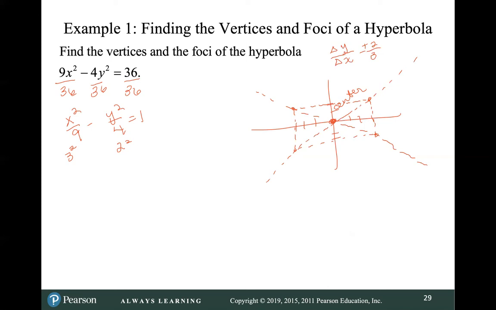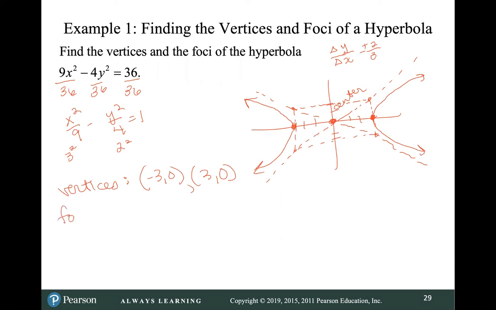So I know my center. I know my vertices will be at A along my focal axis. X was first, so that's going to be here and here. And then I have the shape of my hyperbola. So my vertices are at -3, 0 and 3, 0.